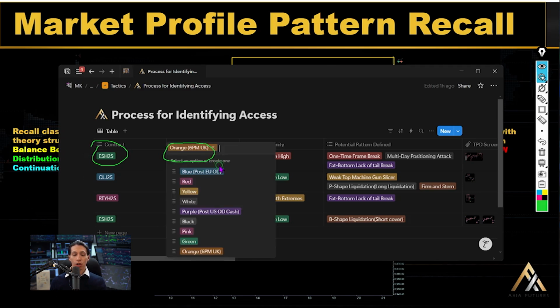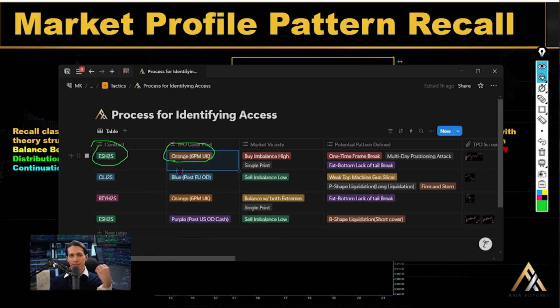So when I go and log a pattern, I can see, okay, it's the purple print, which means post open drive cash, right? It brings greater context and greater cognition and response time to your craft.